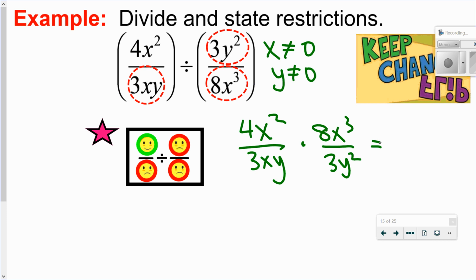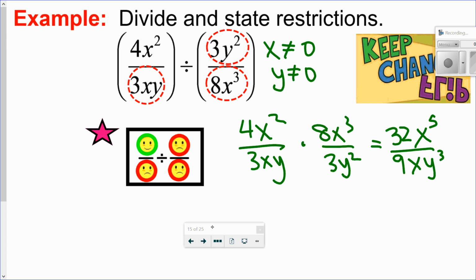4 times 8 is 32. X squared times x cubed. Laws of exponents tell me to keep my base the same and add the exponents. 3 times 3 is 9. X and y cubed. Okay, so let's look to see if we can simplify.